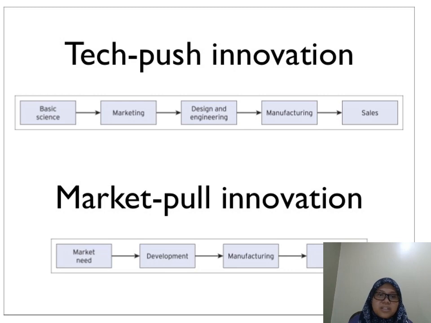Whereas in market pull innovation, you start with what the market needs, and then you develop an innovation based on what the market needs, and then you manufacture it, you produce it, and then it goes back to the sales. It goes back to the market. So both end up with sales, which is the market, but tech push innovation begins with the R&D, whereas market pull innovation begins with what the market needs. So we're going to discuss this in more detail now.